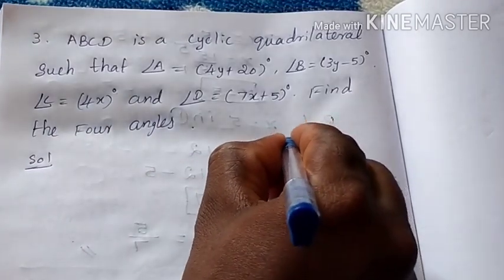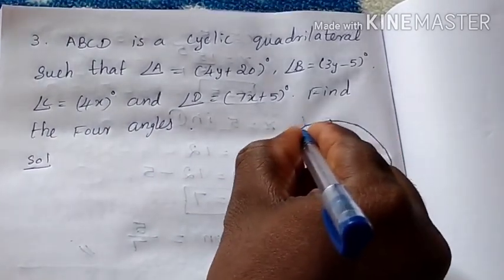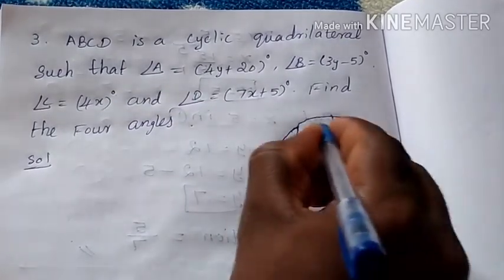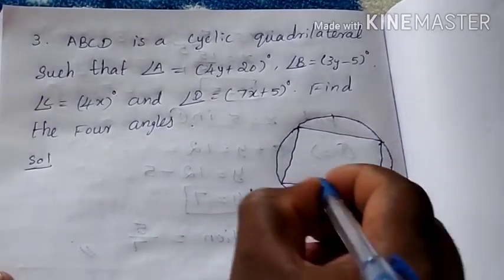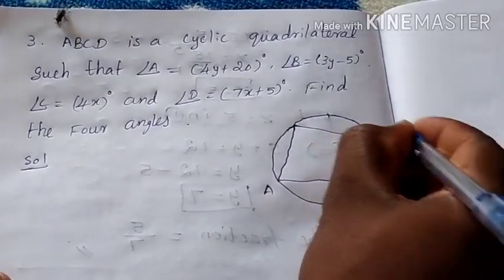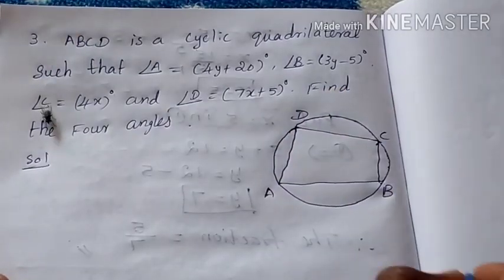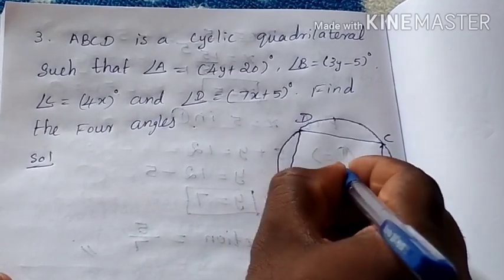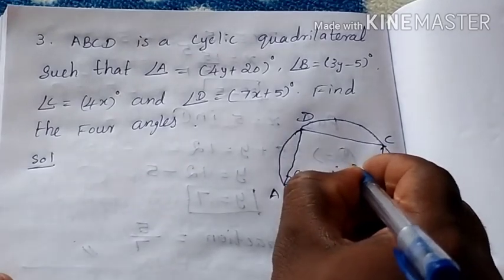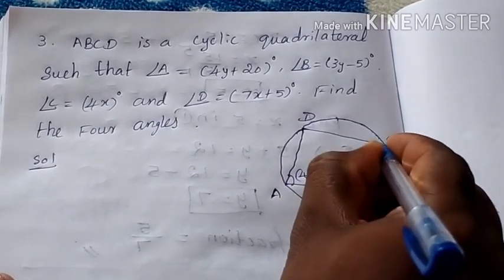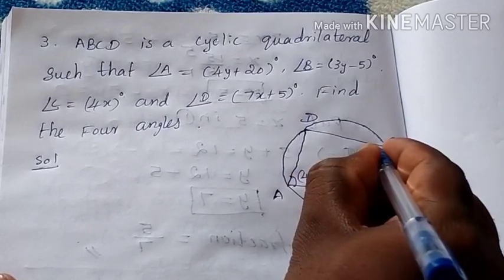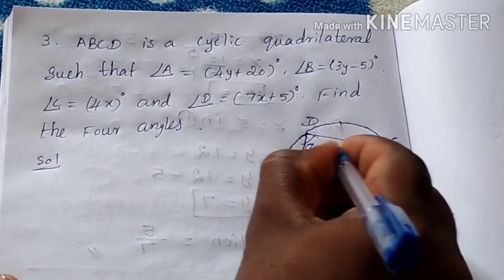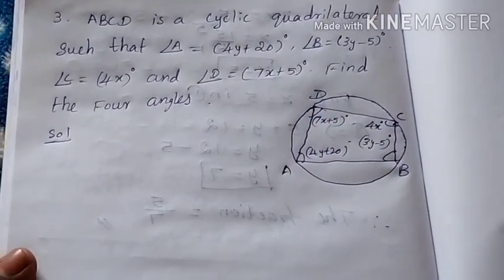So first consider the cyclic quadrilateral. This is circle, then forming the quadrilateral. This is a cyclic quadrilateral, so namely A, B, C, D. Okay, angle of A is 4y plus 20 degree. Angle B is equal to 3y minus 5 degree. Angle C is equal to 4x degree. Angle D is equal to 7x plus 5 degree. Okay, the solution.